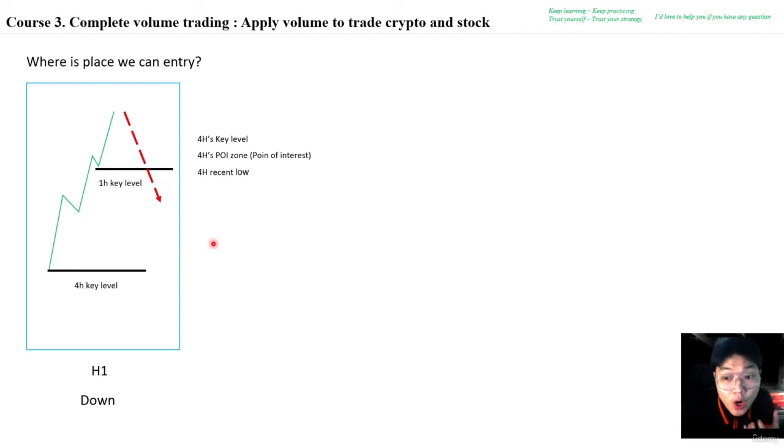At this time, we can also enter at the 4 hour key levels and the 4 hour POI zone. For the recent high of the market, I don't recommend entering at this zone because it is quite a weak zone to enter. The two strong zones are the key levels and the POI zone. We only need to wait and enter at these zones, and that is enough for us. To enter, we need to wait until price comes into the 4 hour key levels or the 4 hour POI zone.